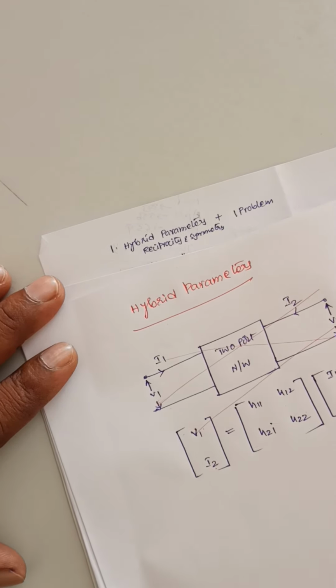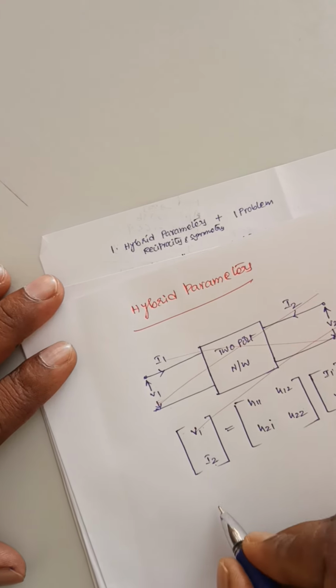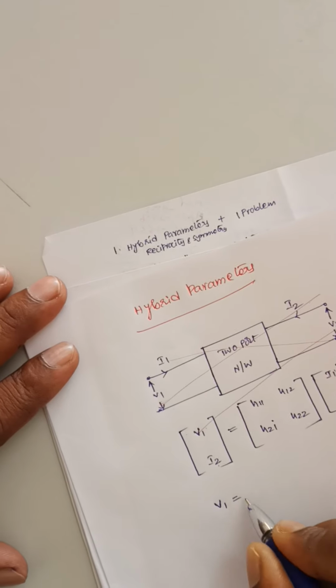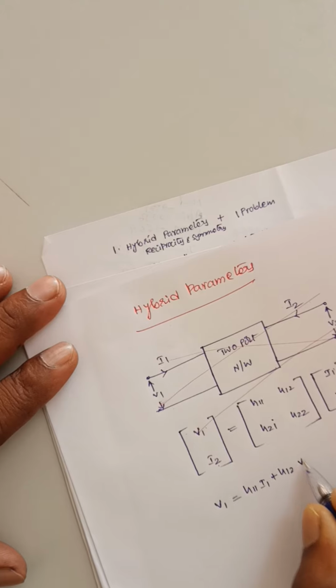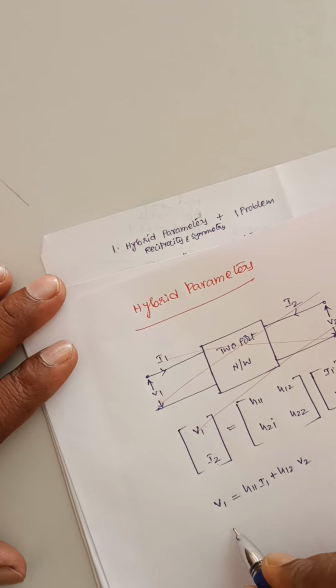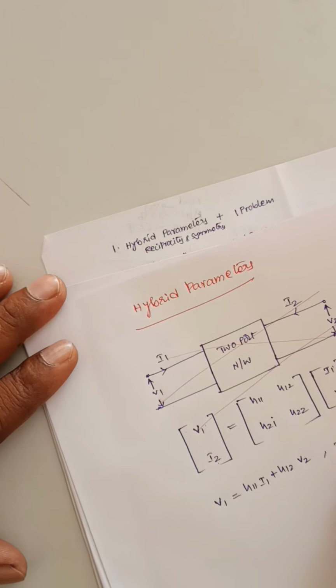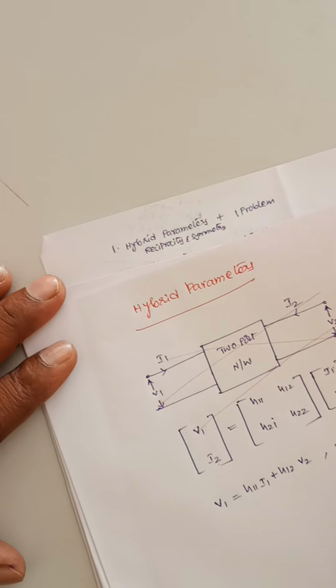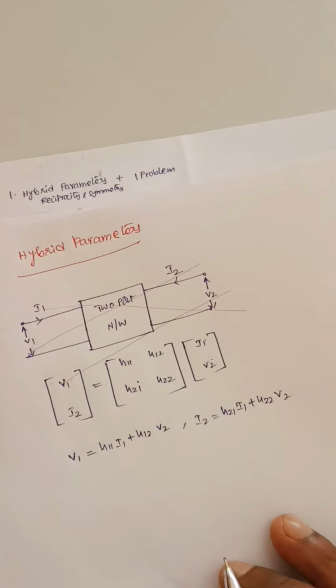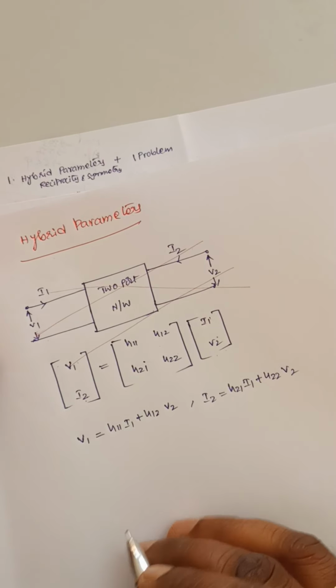Next, now if we write in equation form, V1 is equal to H11 I1 plus H12 V2. Next, I2 is equal to H21 I1 plus H22 V2, right?